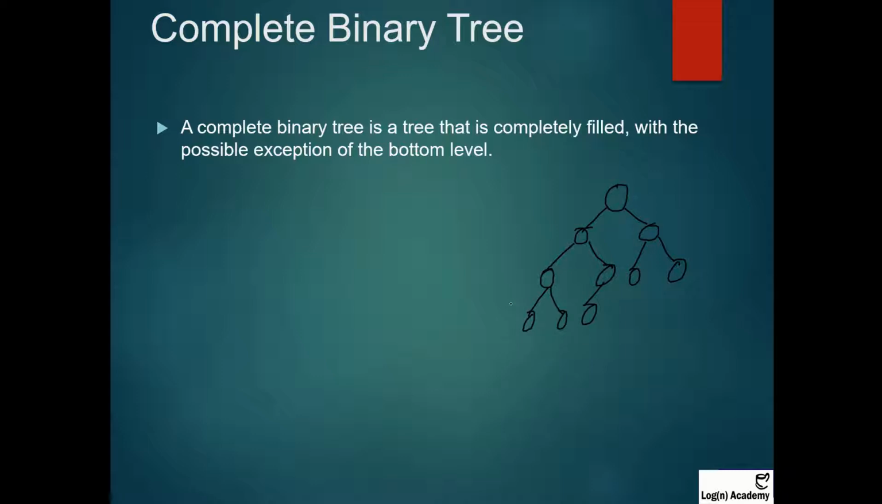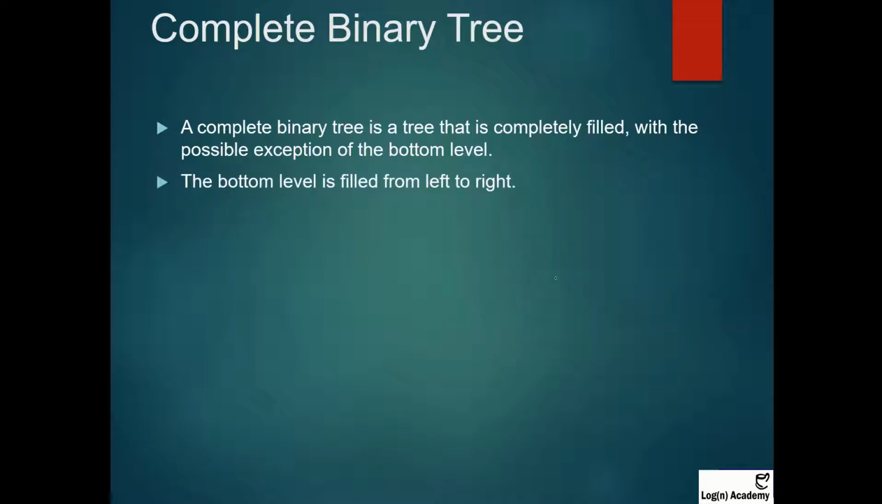So here the exception is that the bottom level is not completely filled. But apart from that, its internal nodes are all filled. The bottom level is filled from left to right. So whenever we try to fill the tree, we start from left to right.